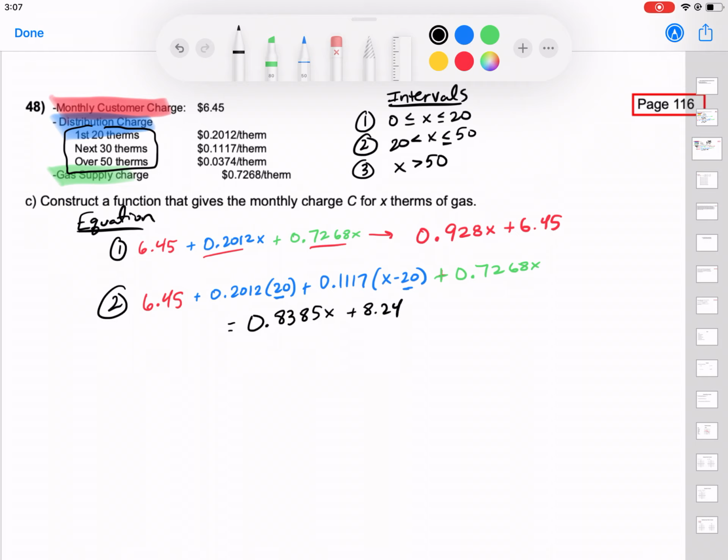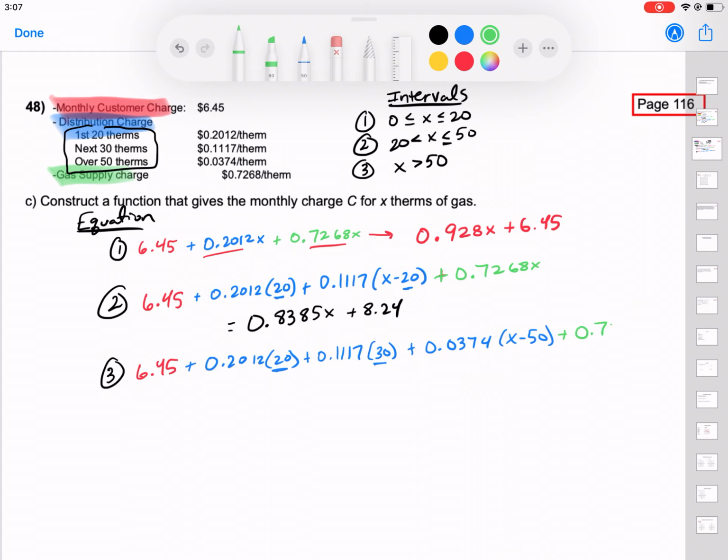And then hopefully you're seeing kind of the process. It would be good if you try to do the last one on your own. You can pause, but I'll go ahead and start working on it. So you have that 6.45, and now we're over 50 therms. So we've for sure used all 20 of the first section. We've used all 30 of the next section. And then you would do 0.0374, and you'd multiply that by x minus 50, because we've used 50 therms up. And then once again, you just put your gas supply charge, 0.7268x. And you would simplify, and there you would have it.